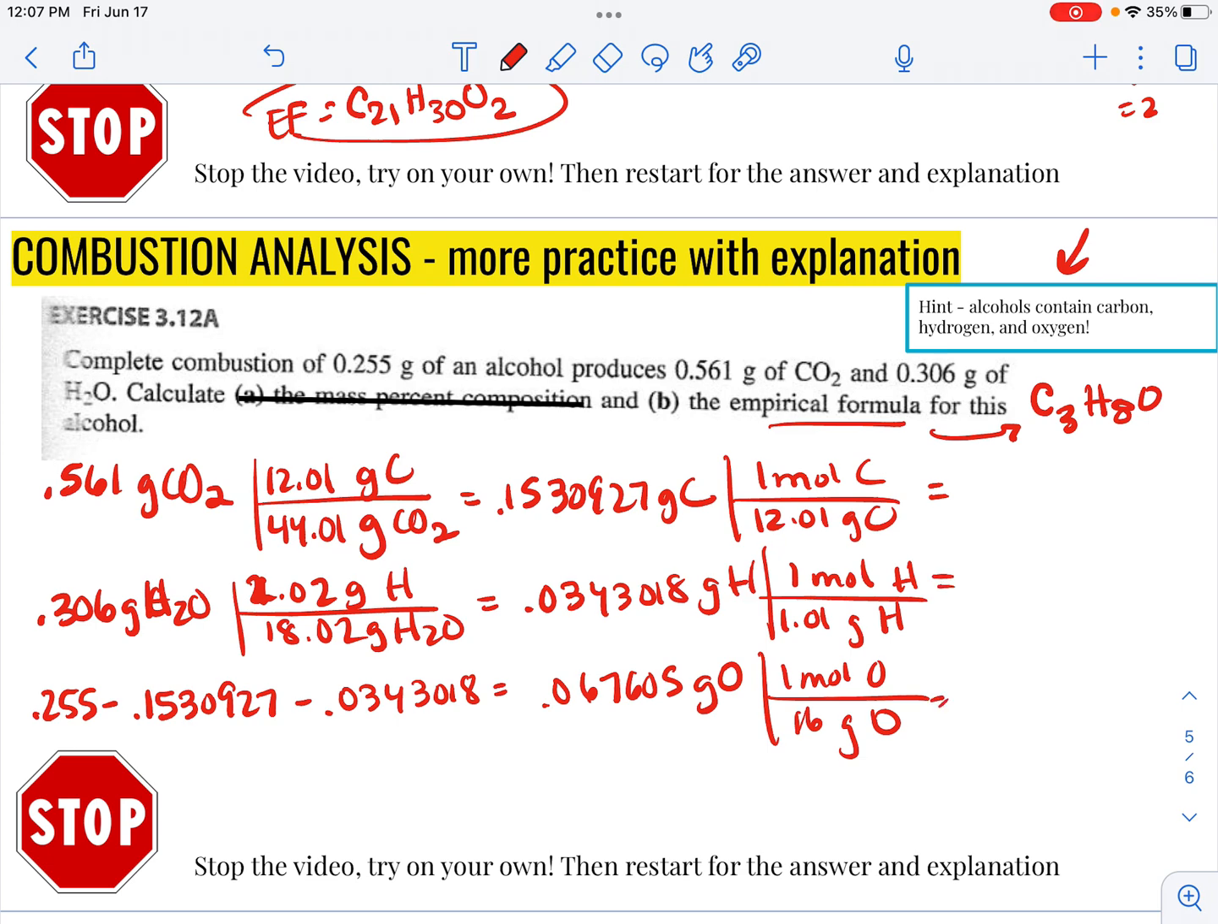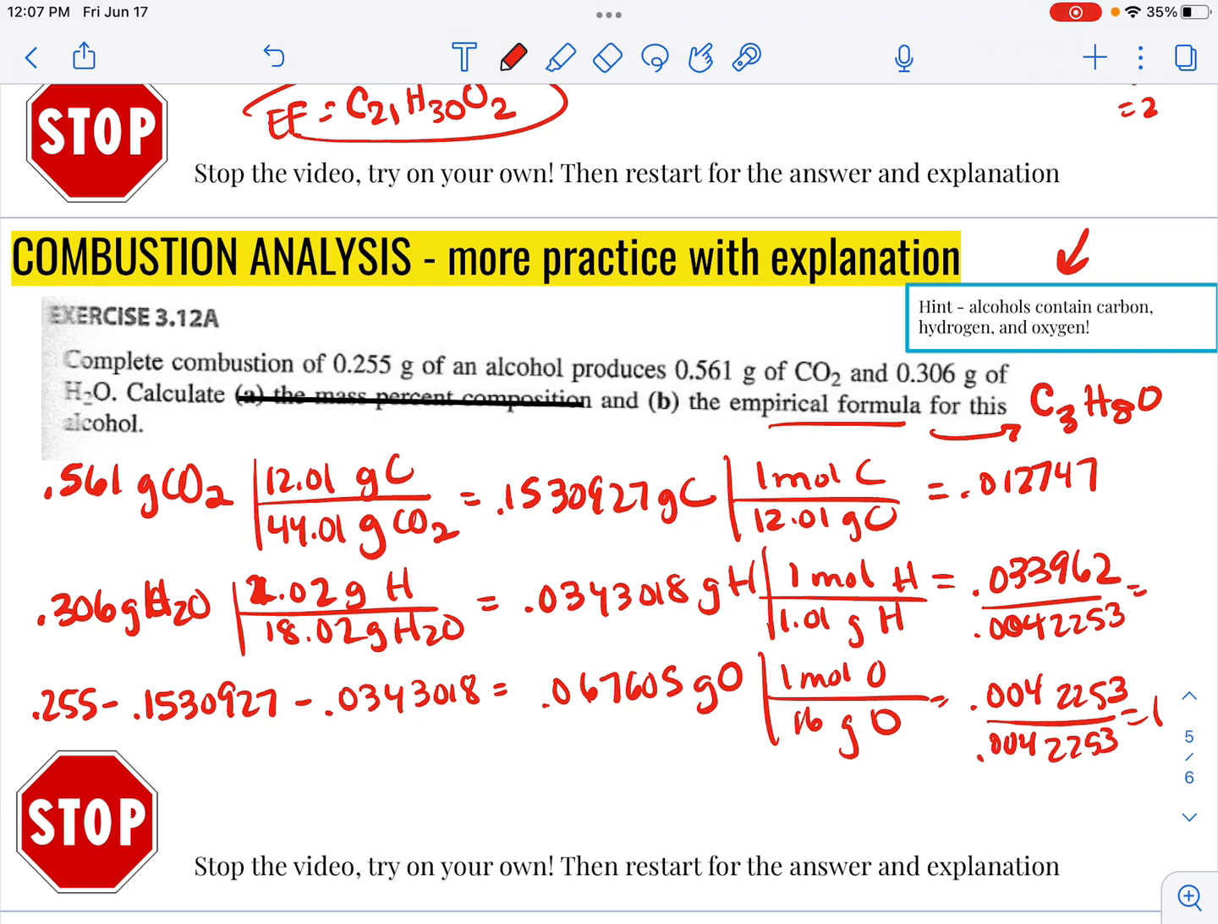And now I have 0.012747, 0.033962, and 0.00042253, which is the small. So I'm going to divide them all by the small. And 0.004223. And these came out to whole numbers the way they were. So my empirical formula then, this is the carbon, this is the hydrogen, this is the oxygen, would be C3H8O. All right, so hopefully after all this practice, you're getting better at it.